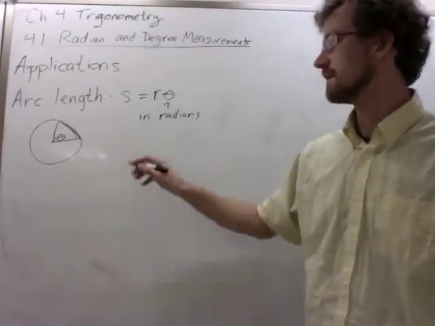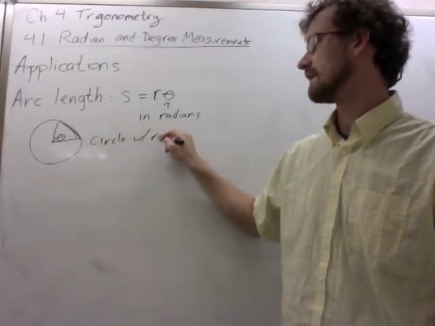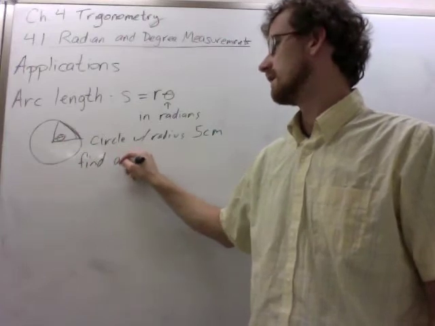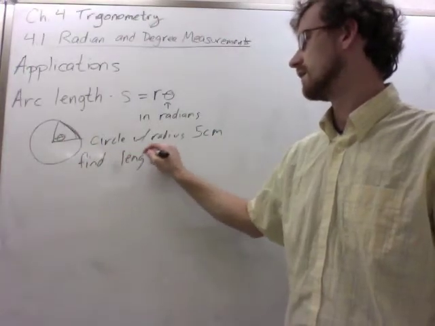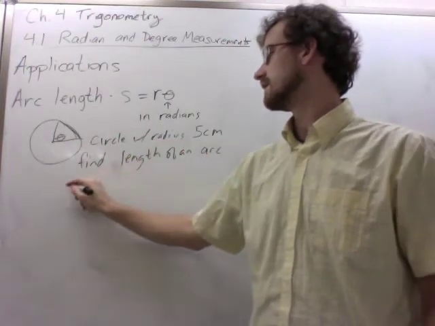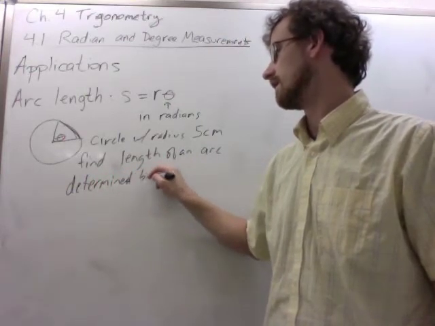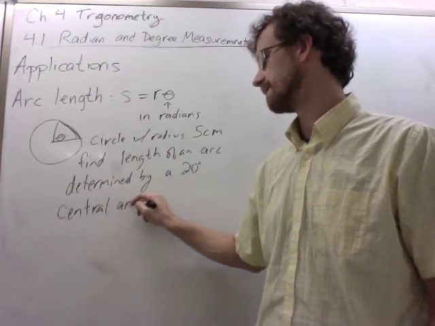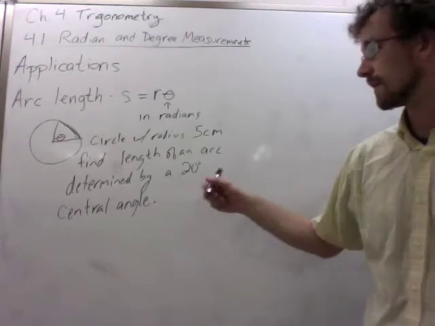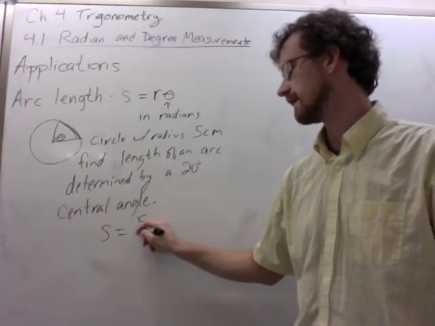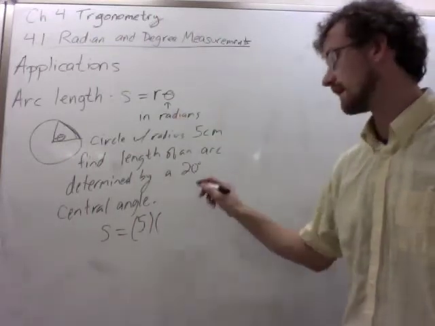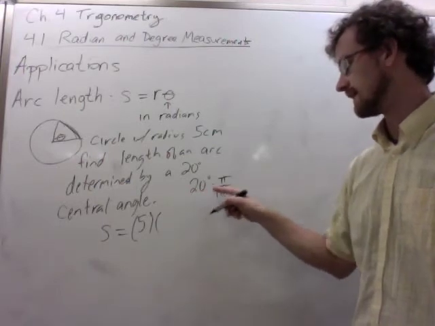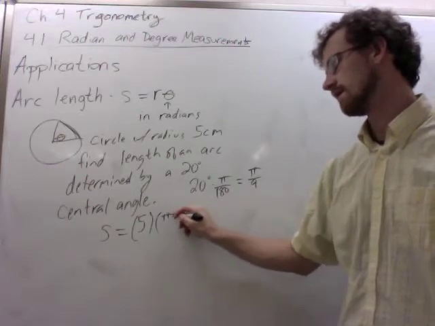So if we just take an example, let's say we have a circle with radius 5 centimeters, and we want to know the length of an arc determined by a 20-degree central angle. Well, then we just plug into our formula. Our arc length is equal to the radius, 5 centimeters, times our theta, but we need our theta to be in radians. So we take our 20 degrees times pi over 180. 20 over 180 is 2 over 18, which is 1 over 9. And so we plug in pi over 9.